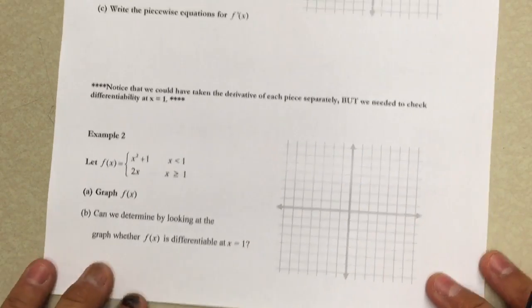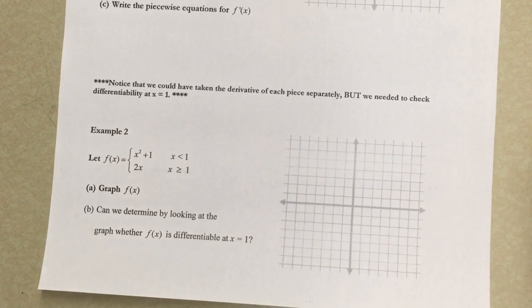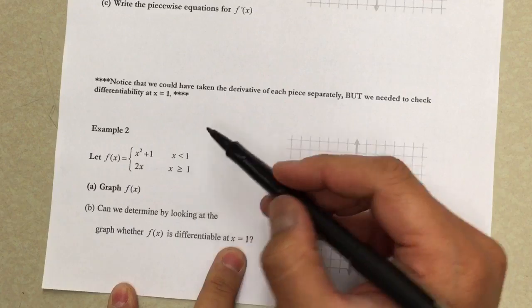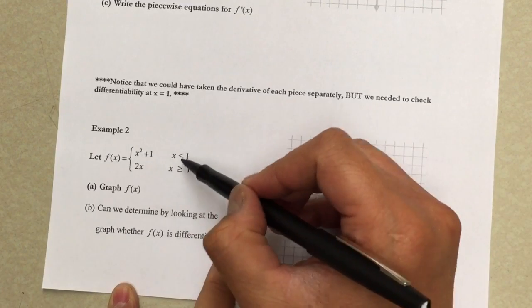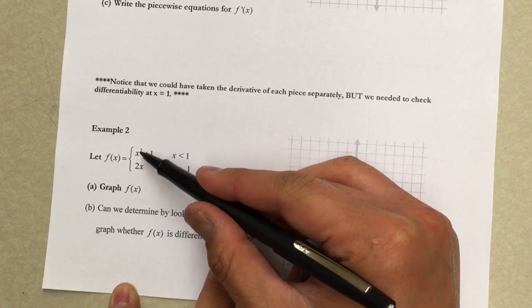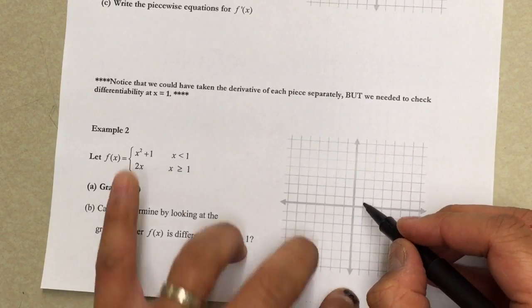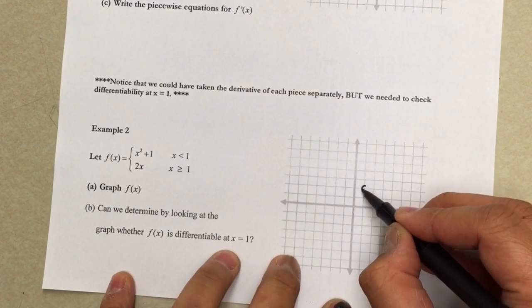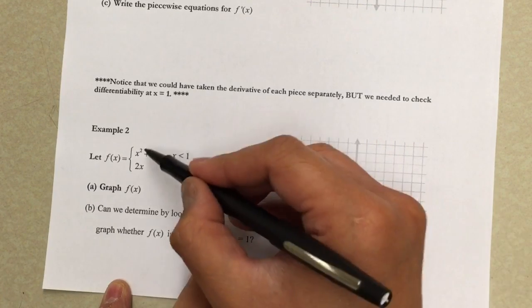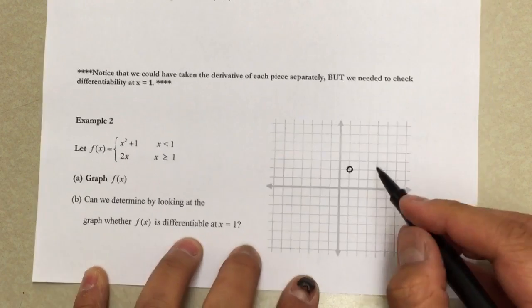Let's go ahead and graph example 2, and we're going to see if we can look at the graph and find the derivative of f. The graph is defined to be x squared plus 1 for any x that's less than 1. So let's go ahead and take 1 and plug it in there. When x equals 1, we're going to get 2. And because the graph is not defined at 1, we use an open circle.